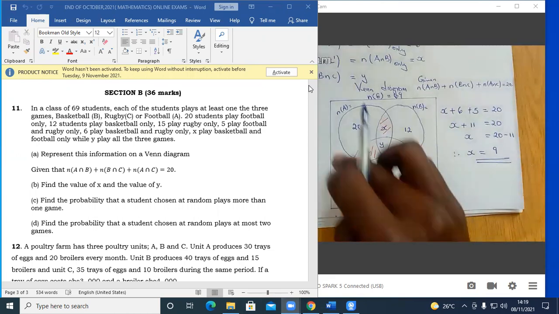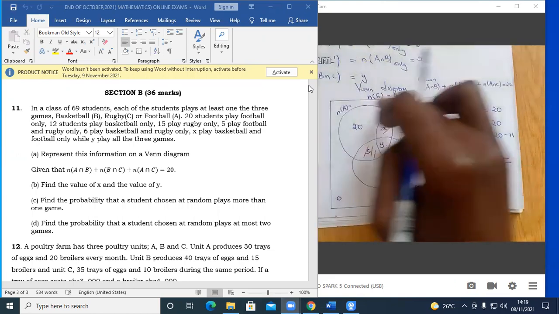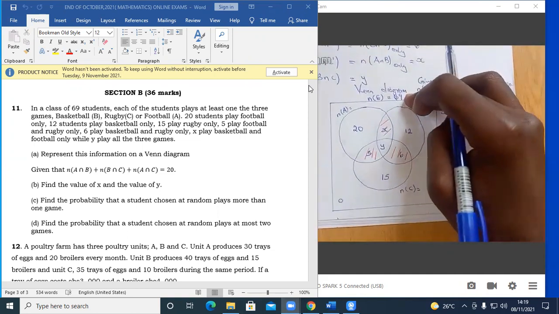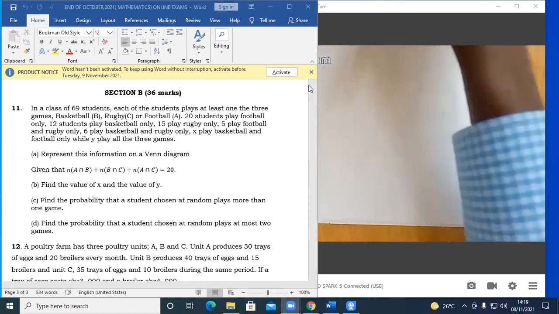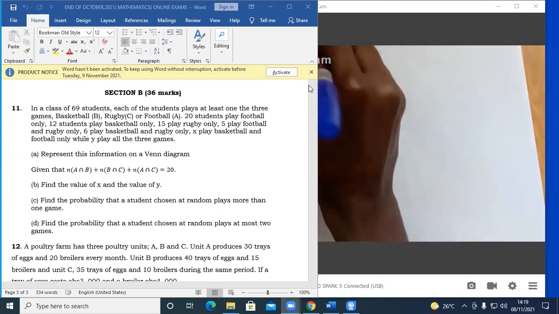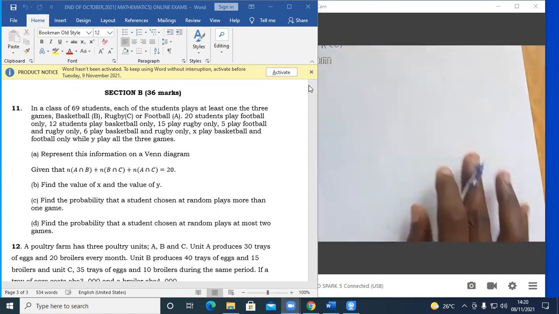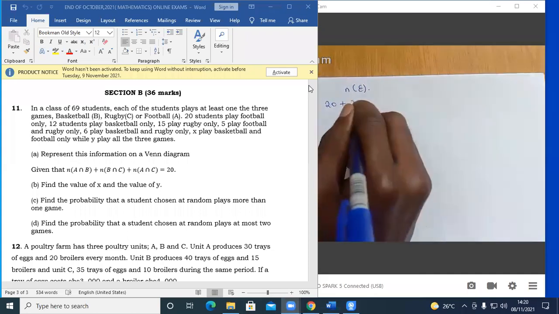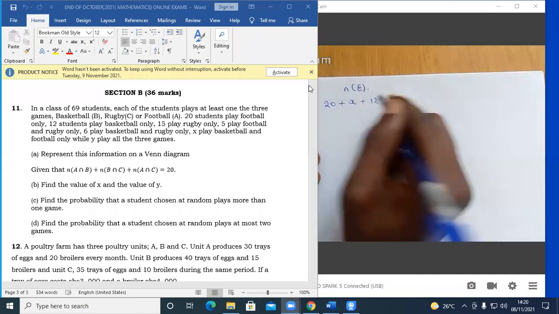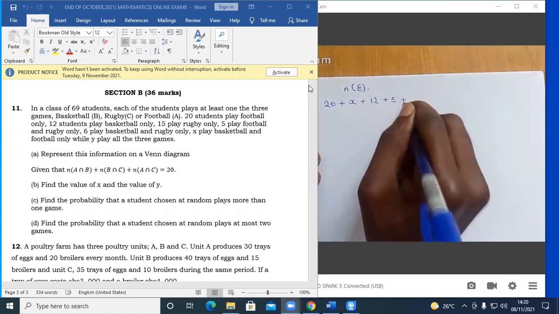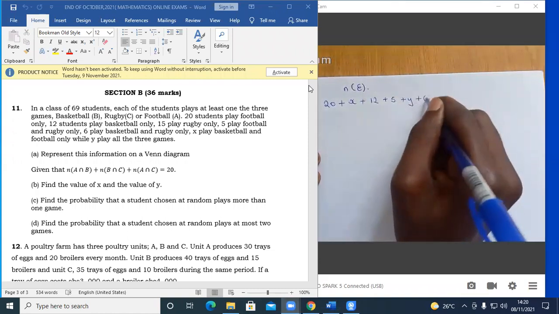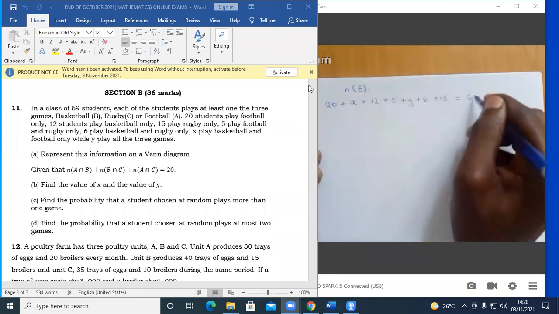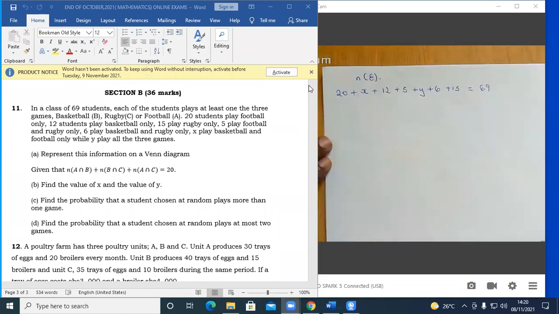We add all the items. Good. It must give us the what? It must give us the universal. So using the universal, we shall have 20 plus X plus 12 plus 5 plus Y plus 6, then plus 15 must give us 69.